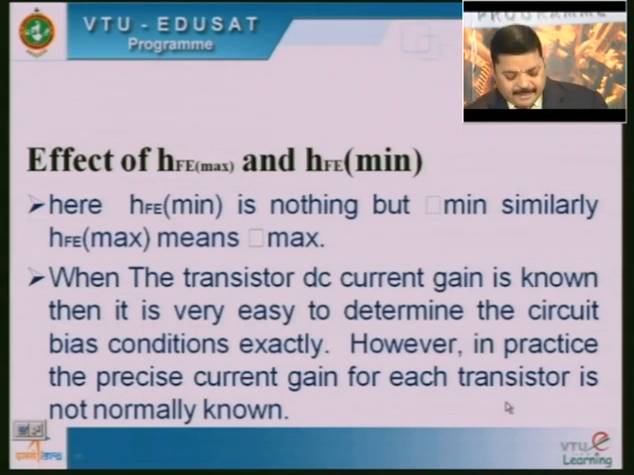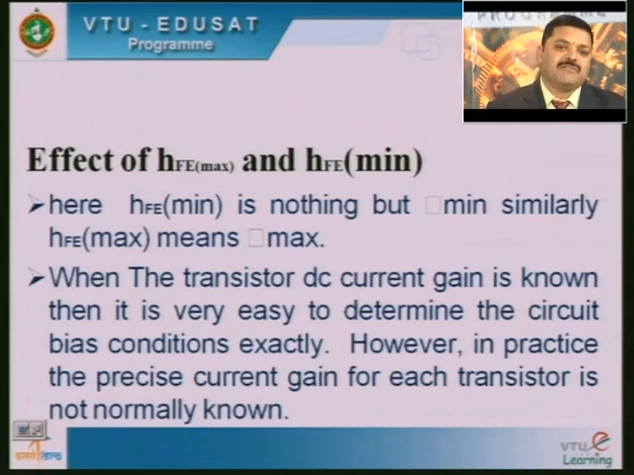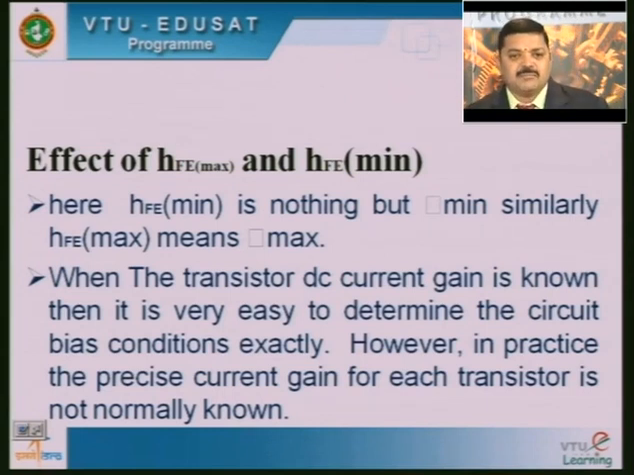The next topic of base bias is what is the effect if we change the beta or the HFE values. Why do we have to change the HFE or beta value? We are taking HFE maximum and minimum as an example. This beta or HFE keeps on changing with respect to temperature. Here HFE min is nothing but beta min. As I told you, HFE and beta are the same.